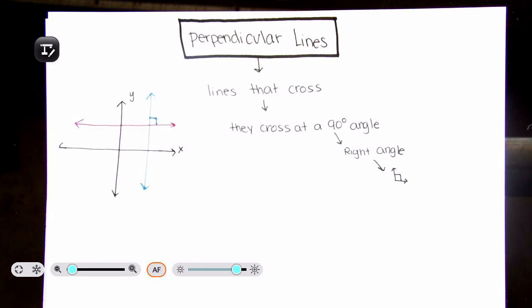So it's completely different from parallel lines. Parallel lines, if you saw the previous video, are lines that never, ever, ever touch because their slope is the same. And then perpendicular lines are lines that not only do they meet, but they meet at a 90-degree angle.